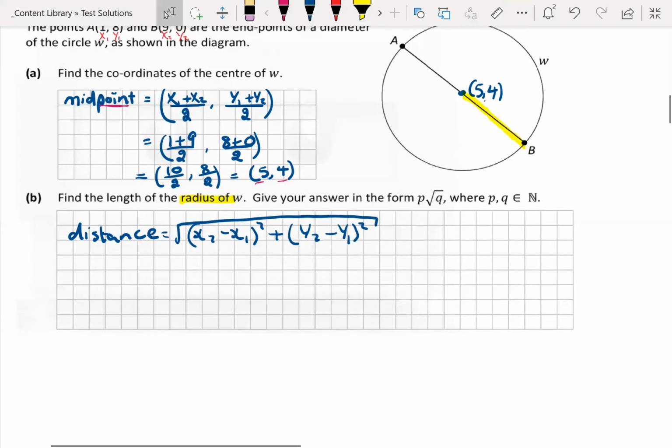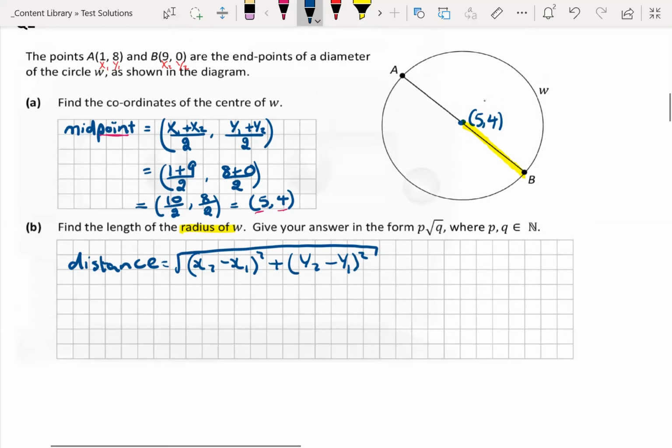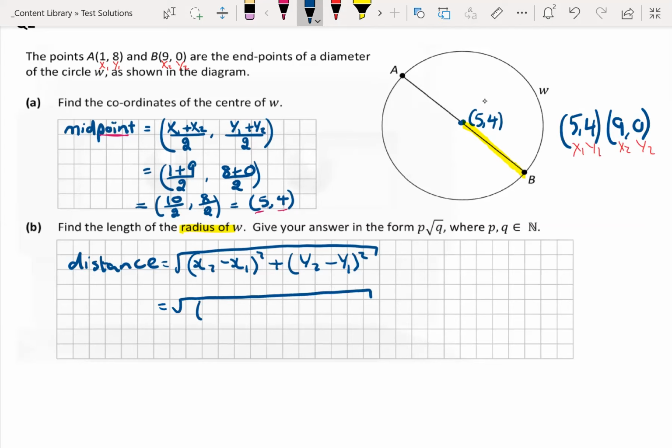So you have a choice here. I'm going to use the center (5, 4) and the point B, which is (9, 0). Just label them like we always do, x1, y1, x2, y2, and sub them into the formula. So x2 is 9 minus x1, which is 5, squared, plus y2, which is 0, minus y1, which is 4, squared.